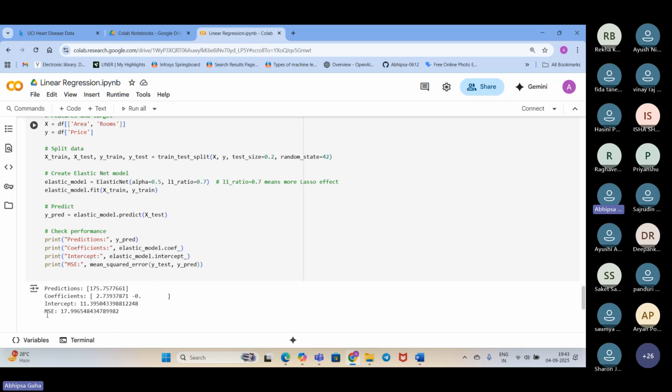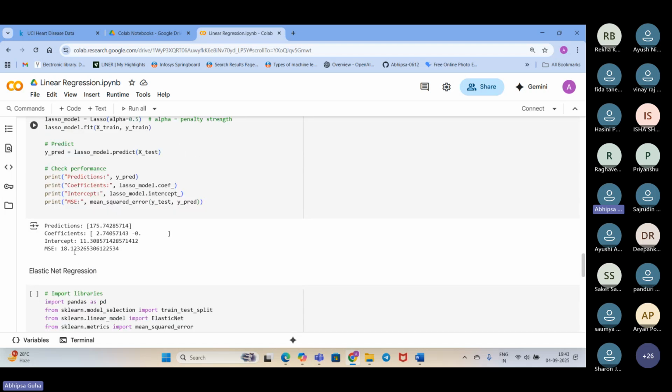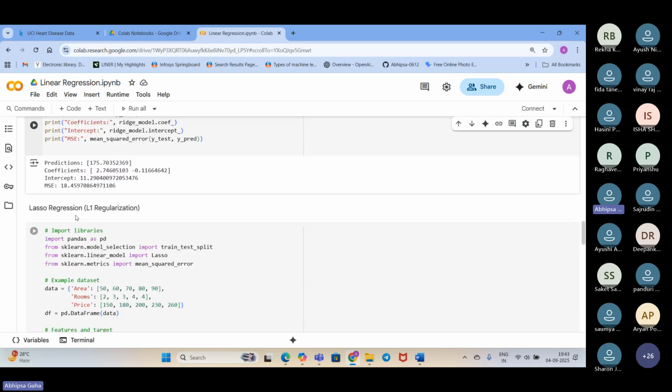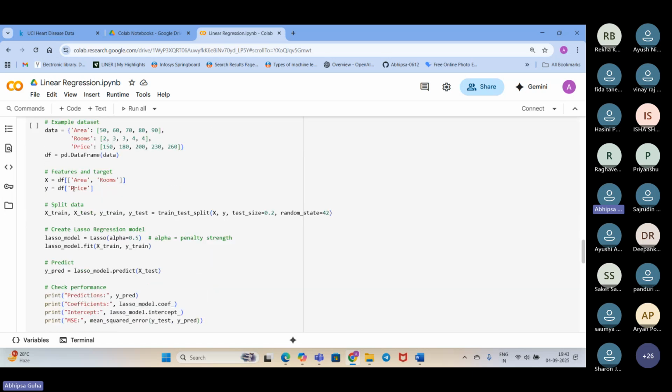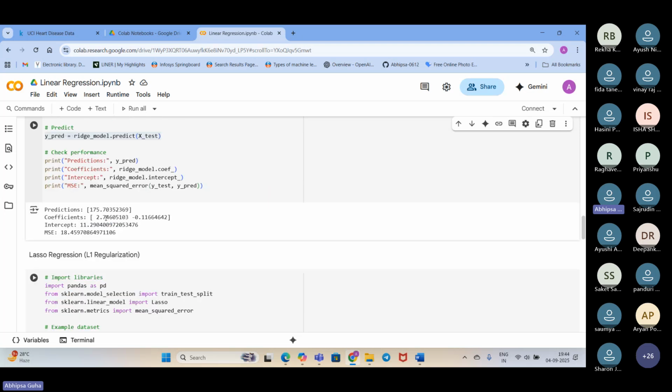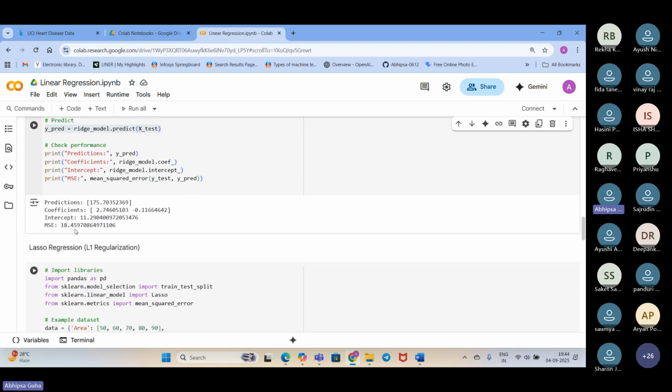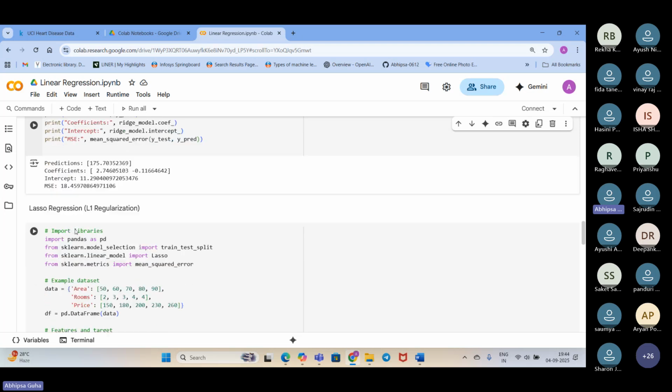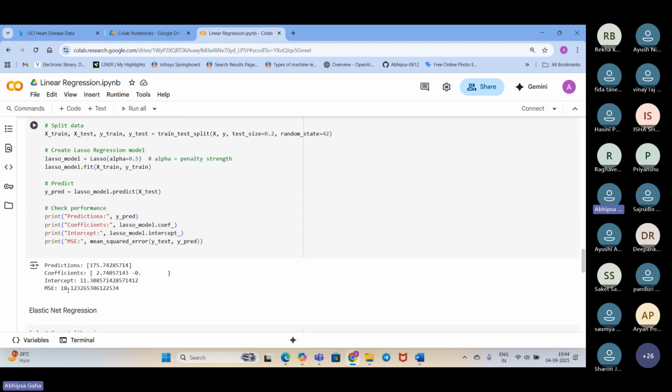So here you see the mean squared error is very less. Here we have got 18, and here we have got 18.45. Here we have got 18.123. So for this, the MSE value is 18.45, so it is huge. When we went ahead with Lasso, it improved a bit.